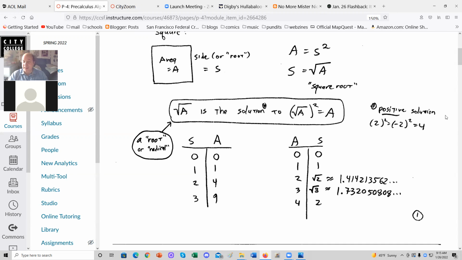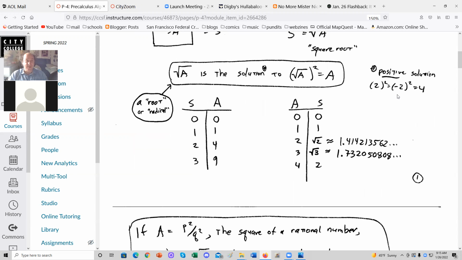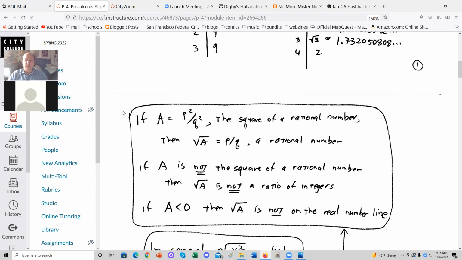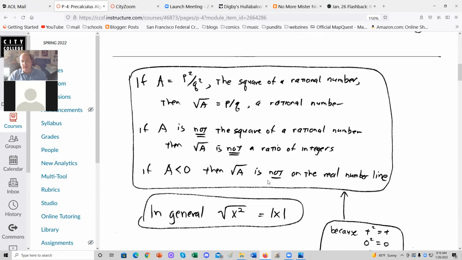I could tell you more about how the Pythagoreans, when they figured out that the square root of 2 is not a ratio of integers, they freaked out. But that's for later. If A is a square of a rational number, P squared over Q squared, when P and Q are whole numbers, then root A equals P over Q. If it is not the square of a ratio of integers, then square root of A is not a ratio of integers.